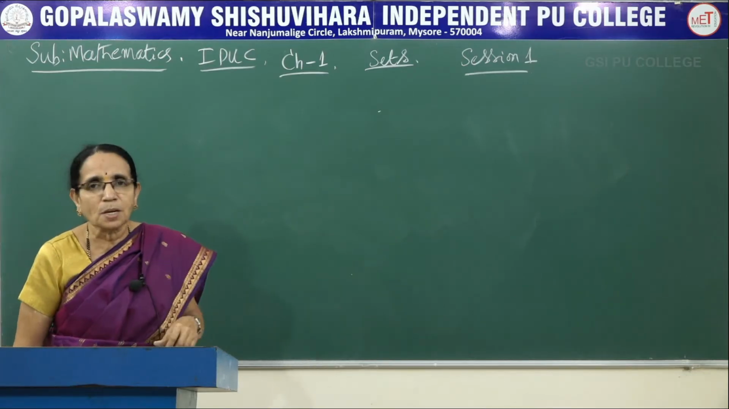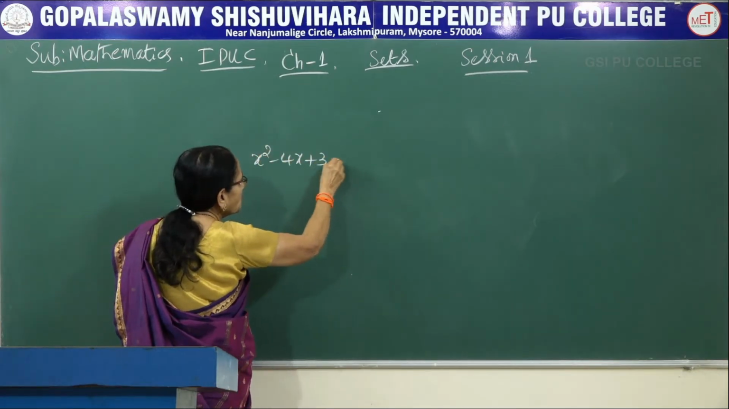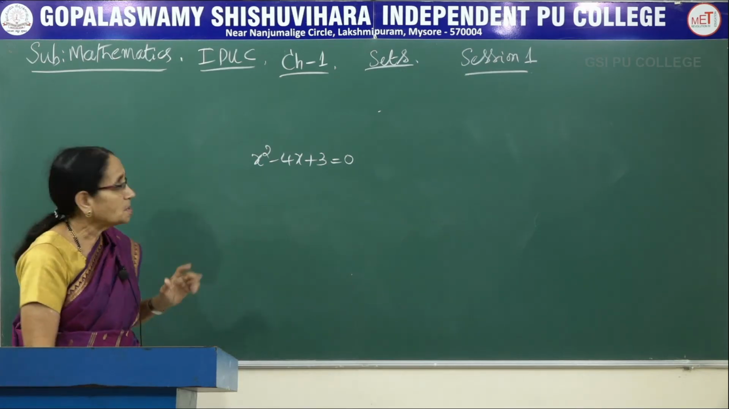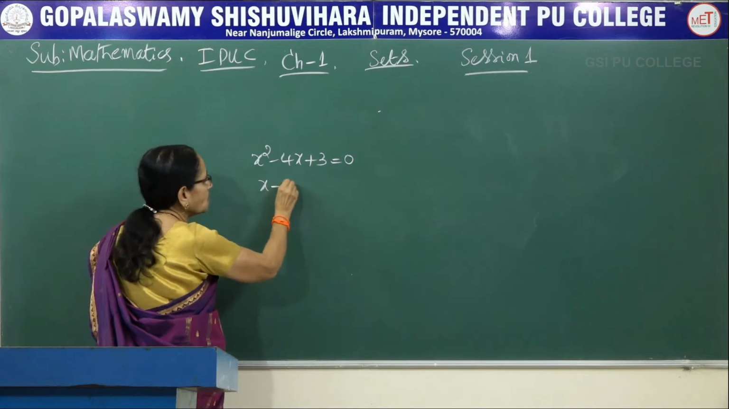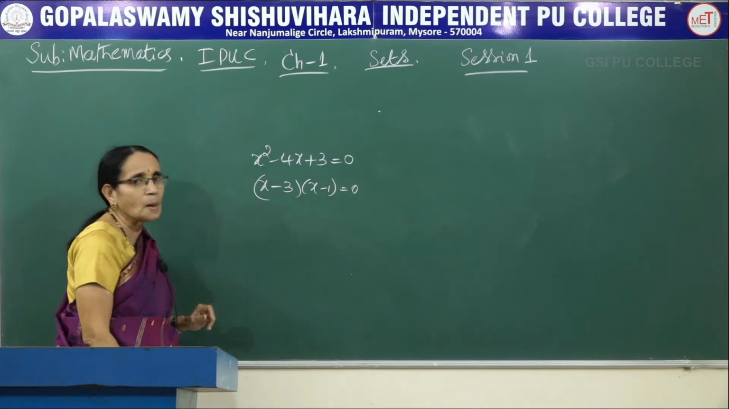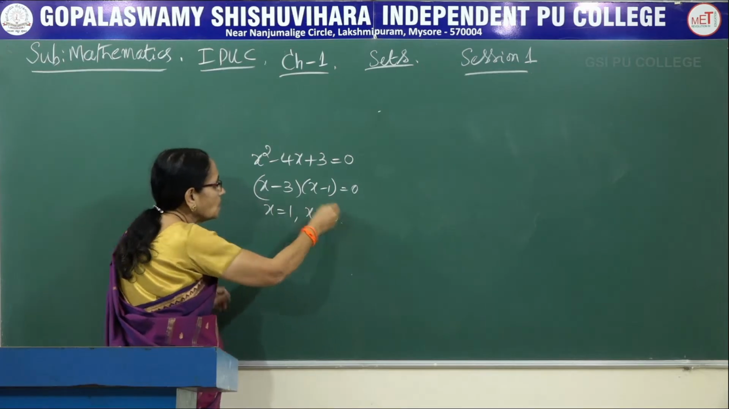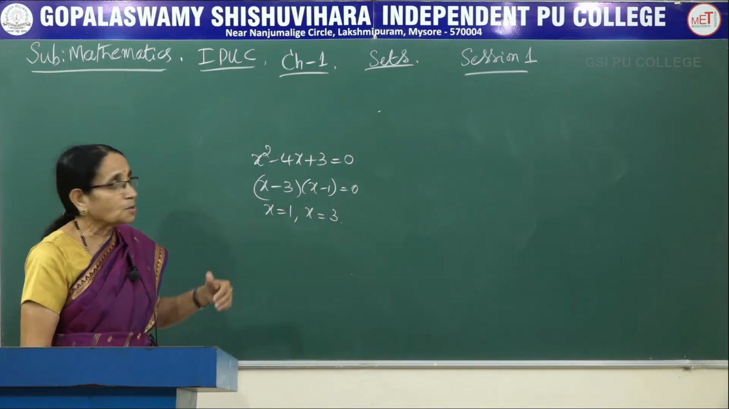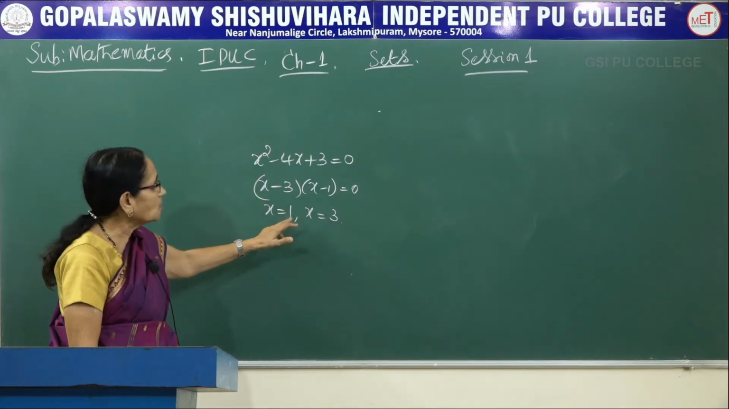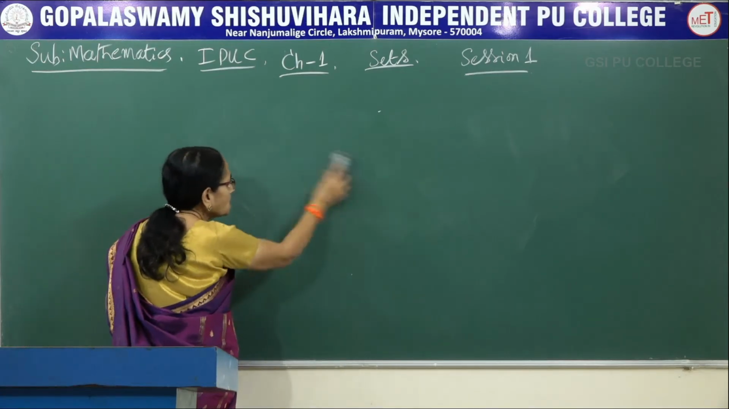Sometimes an equation would be given to you. For example, x square minus 4x plus 3 equal to 0. You can see that it is a quadratic equation. You can factorize this one. When you factorize, you get the factors x minus 3 into x minus 1. Now, when you equate it to 0, we get the values of x to be equal to 1 and 3. So the solution of the equation forms a set, which means I can say that 1 and 3 are the elements of the particular set. So, I can give any example.